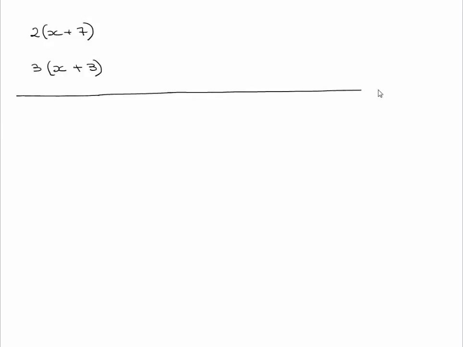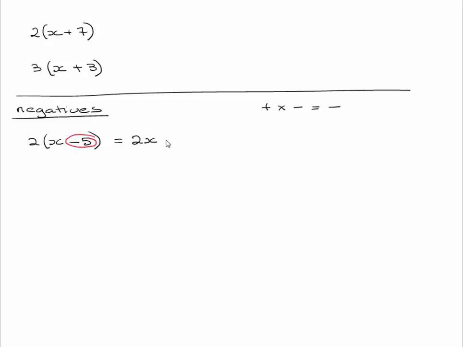What happens if you have negatives inside the brackets? Well, you do exactly the same process. I recommend that you circle the negative to remind you that it's there. So in this case, we'll have 2 times x is 2x, and then we'll have 2 times negative 5, and remember that a positive times a negative is a negative, so 2 times negative 5 is negative 10.